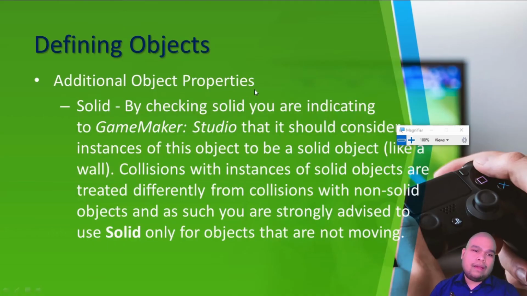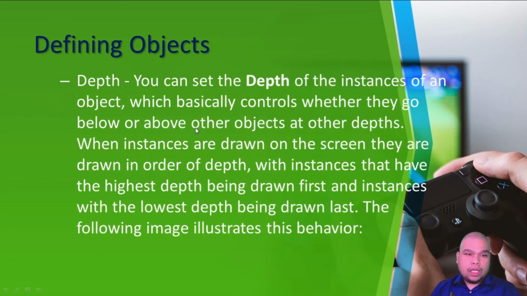So the first one, we have solid. By checking solid, you are indicating to GameMaker Studio that it should consider instances of this object to be a solid object, like a wall. Collisions with instances of solid objects are treated differently from collisions with non-solid objects, and you are strongly advised to use solid only for objects that are not moving. Let's say, for example, your game will need walls. If you want those walls to not move, then make sure that you select the solid property for that object.